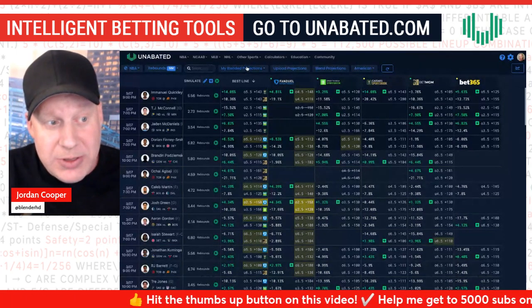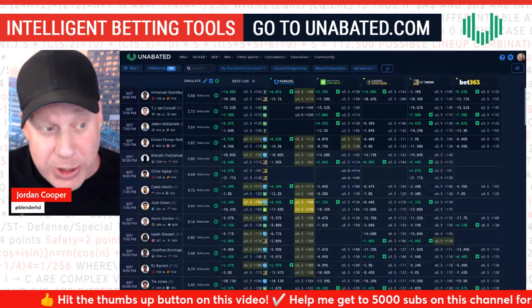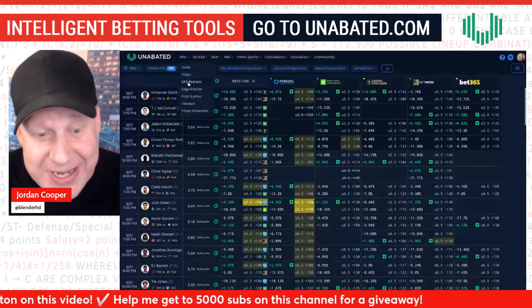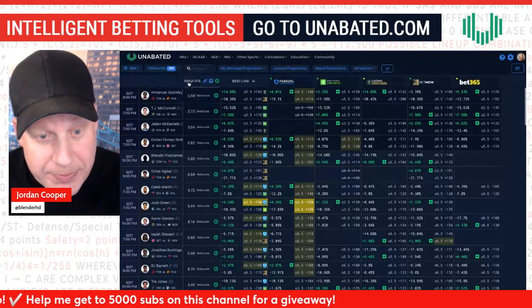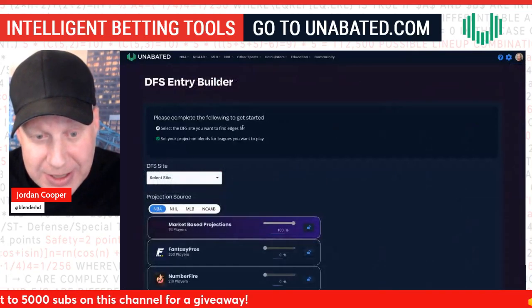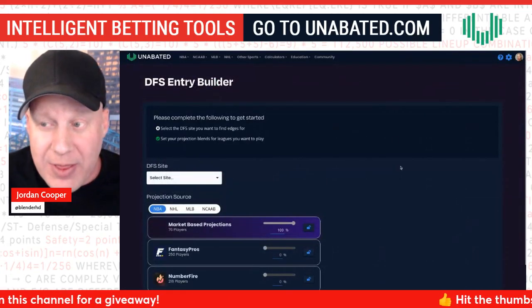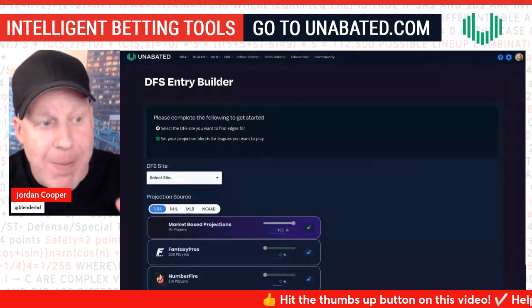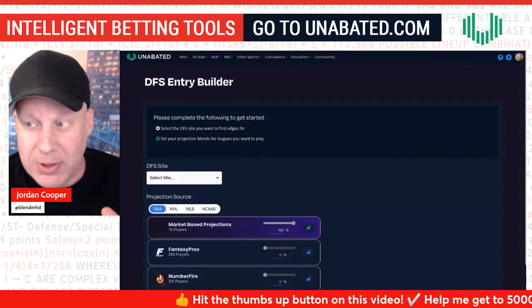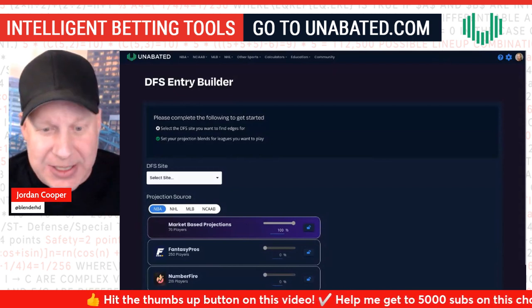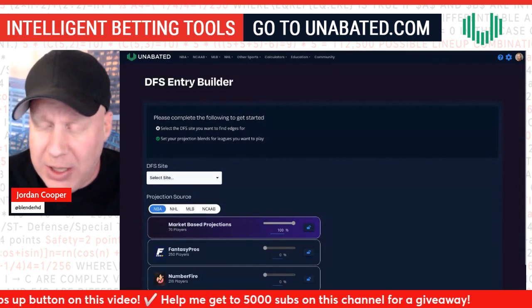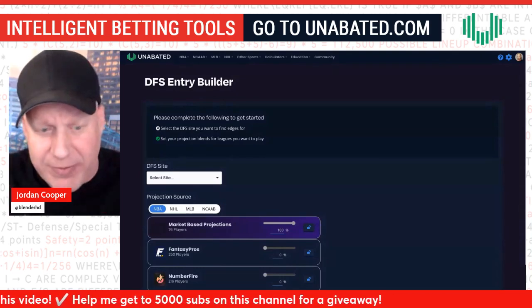Another use, and I think an extremely good use of market-based projections, is with the DFS Pick'em tool here on Unabated. And this is specifically for the peer-to-peer contests where the numbers don't move. We see this on DraftKings Pick6. And you'll probably see this on Prize Picks Arena and Underdog. They'll have a version of it.